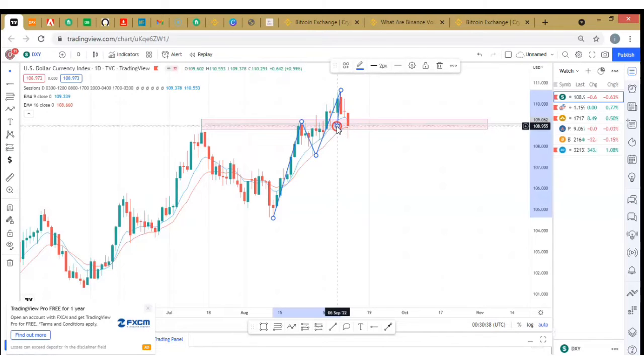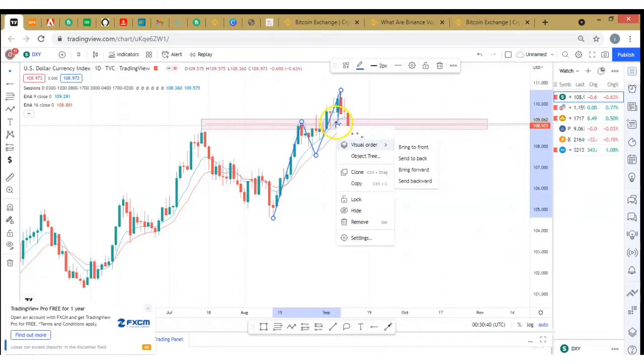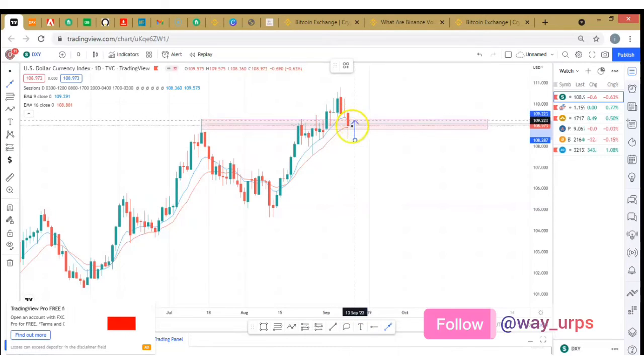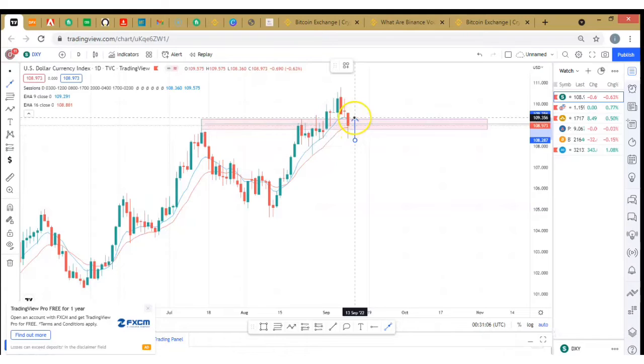It retraced a bit. So right now, I won't say this market is going up or down. I will wait for more confirmation. I want to see this market close above this zone next week. If any candle comes, like a daily candle, like a Monday candle, and closes above this zone, then I will say this market will still continue heading higher. Yeah, this is the dollar index.